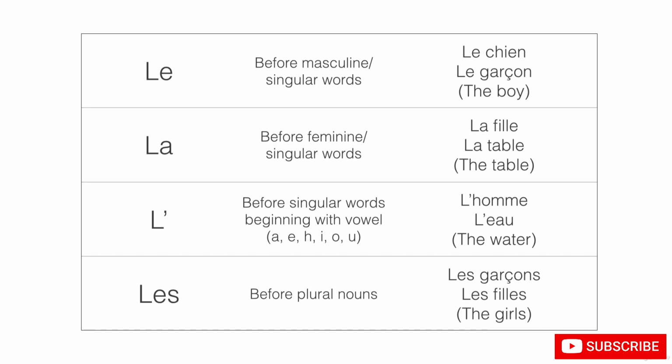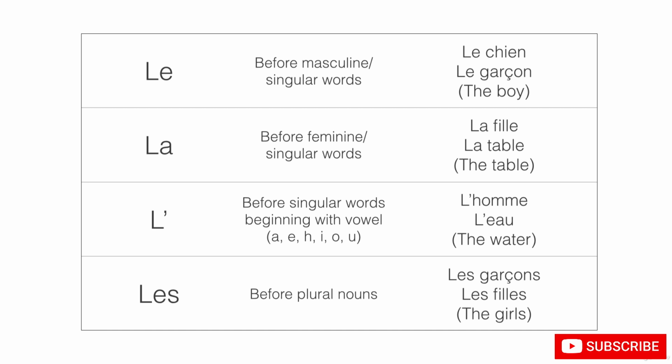So le is used before masculine singular words. So for example, le chien, le garçon, the dog, the boy. La is used before feminine singular words. So for example, la fille, la table, the girl, the table. And then the L with the apostrophe, or l'apostrophe as we call it in French, is used before any singular word that begins with a vowel.